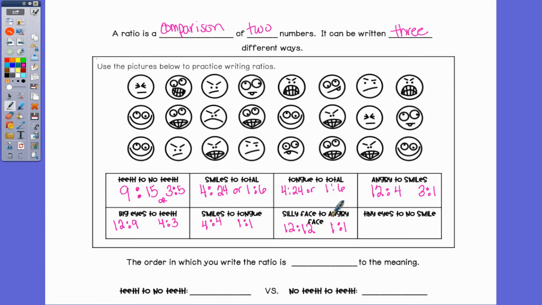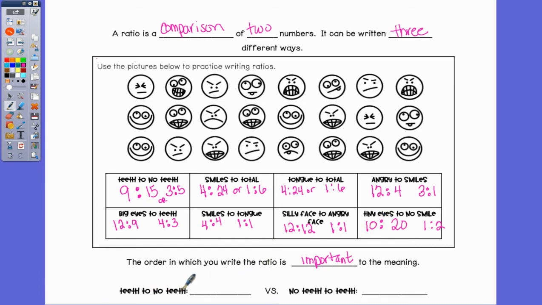How about tiny eyes to no smile? Ooh, tiny eyes to no smile. Count them up. You should have 10 tiny eyes to, oh gosh, lots of, 20 no smiles, which is a 1 to 2 ratio. The order in which you write your ratio is important to the meaning. I couldn't switch and write no smiles to tiny eyes because that's not what it asked me for.